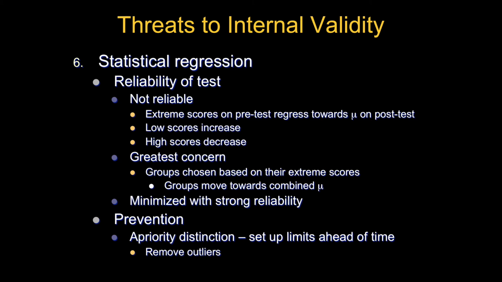So how to prevent this? Well, you can use what's called an a priori distinction. That is setting up limits ahead of time so that you remove those outliers and you don't have these extreme scores. And you've set that ahead of time, which is absolutely fine to do. You can't do this after the fact. So if you get outliers once the study is complete, you can't just simply remove them from your statistical analysis. That would be unethical.